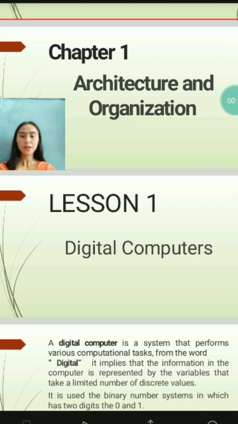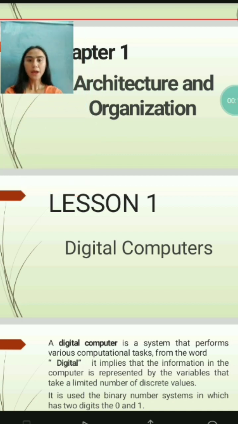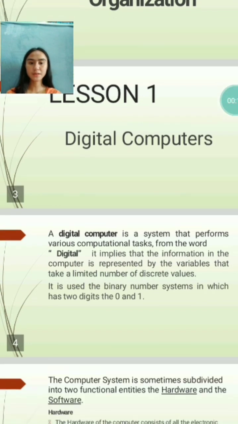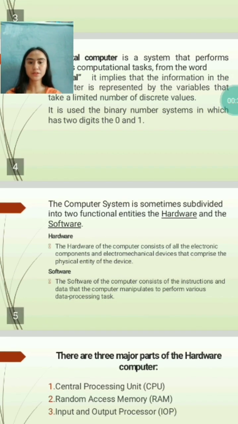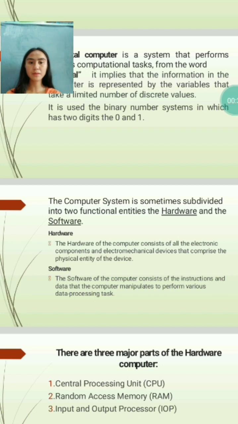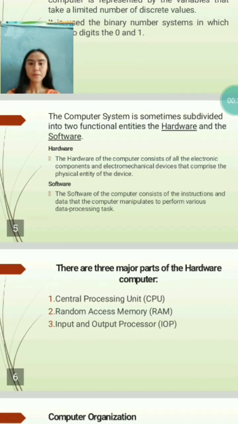Lesson 1. Digital computers. A digital computer is a system that performs various computational tasks. From the word digital, it implies that the information in the computer is represented by variables that take a limited number of discrete values. It uses the binary system, which has two digits, 0 and 1. The computer system is sometimes subdivided into two functional entities, the hardware and the software.